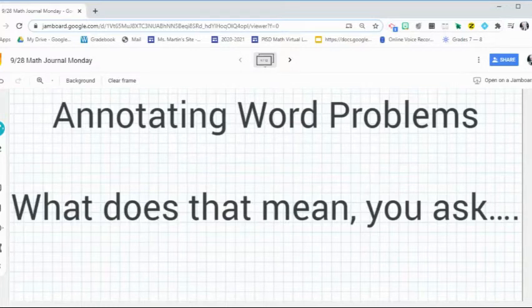Well, believe it or not, you take annotations in your language arts class, usually in the form of little notes to yourself in the margins. And those little notes help you remember important information while you read. It's not too much different in math class. We just have a slightly different goal.